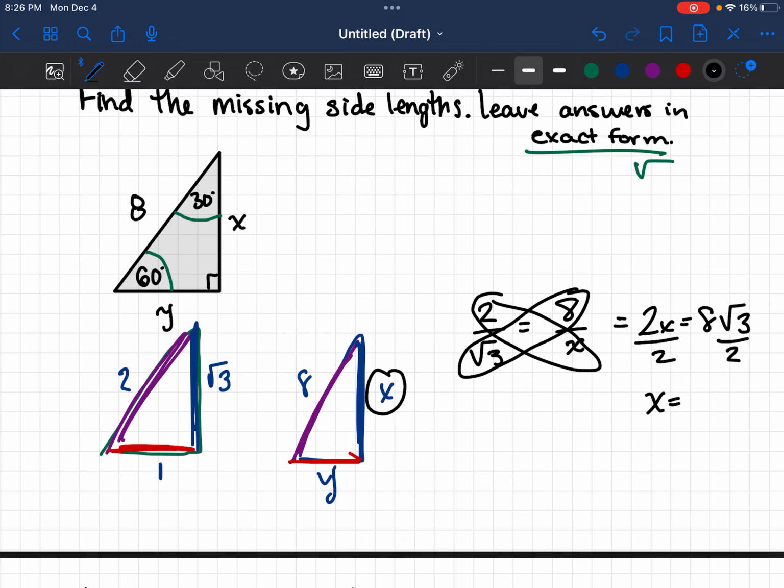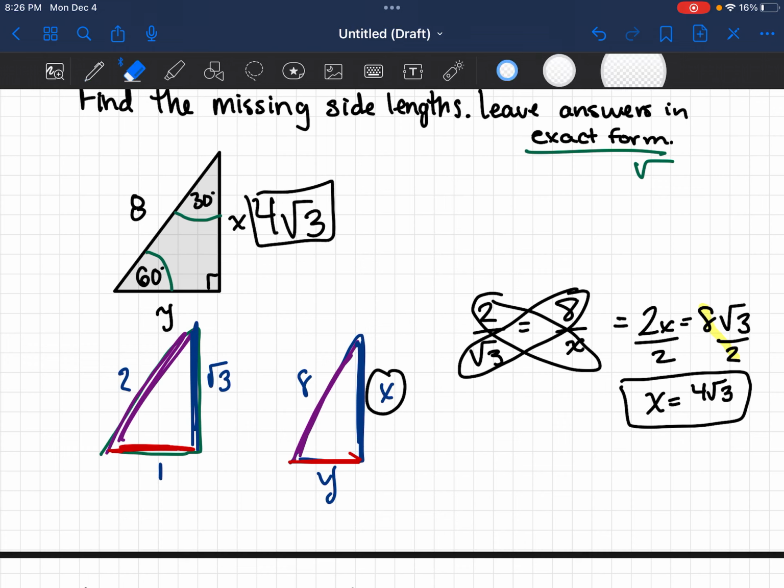I get x equals 8 over 2, and that can be simplified. They can both be divided by 2. So I get 4 square roots of 3 over 1, which I do not need to write here. So that means that x is equal to 4 square roots of 3.